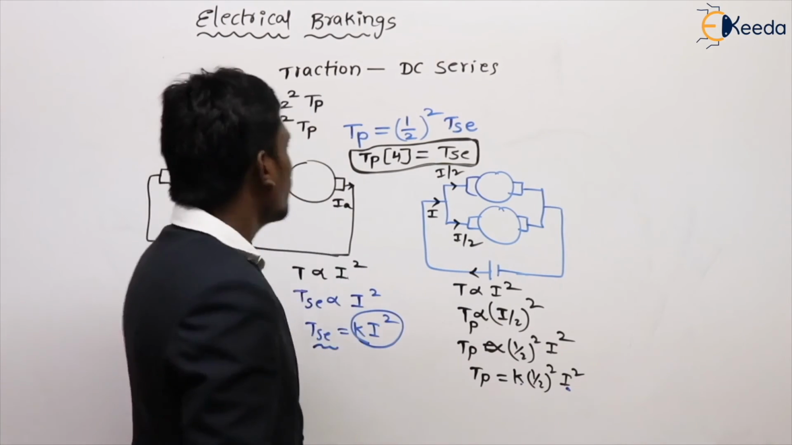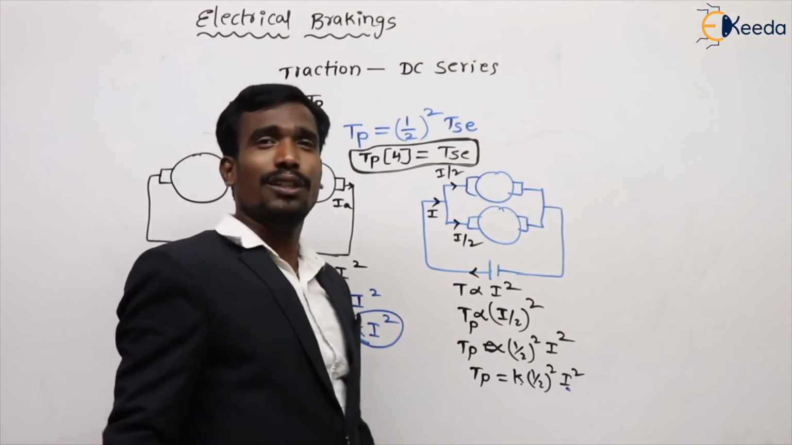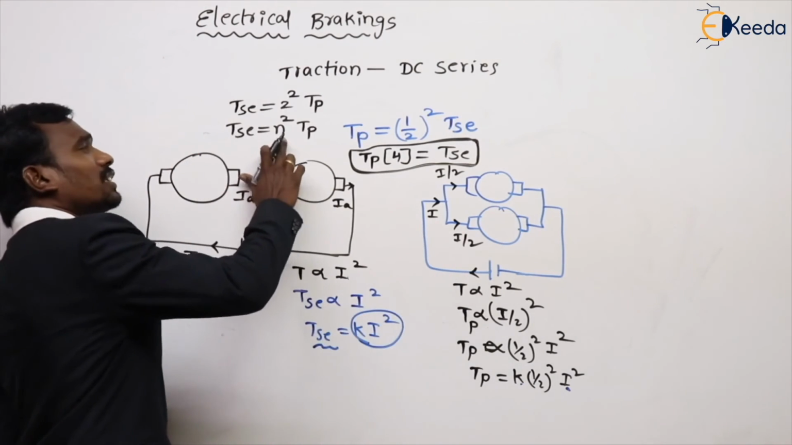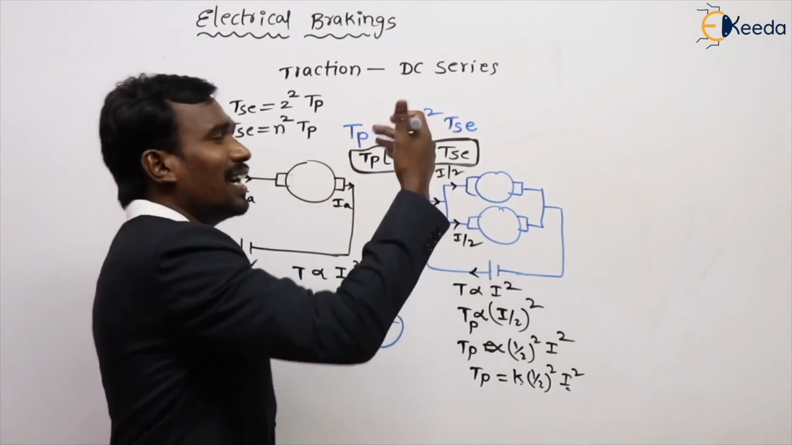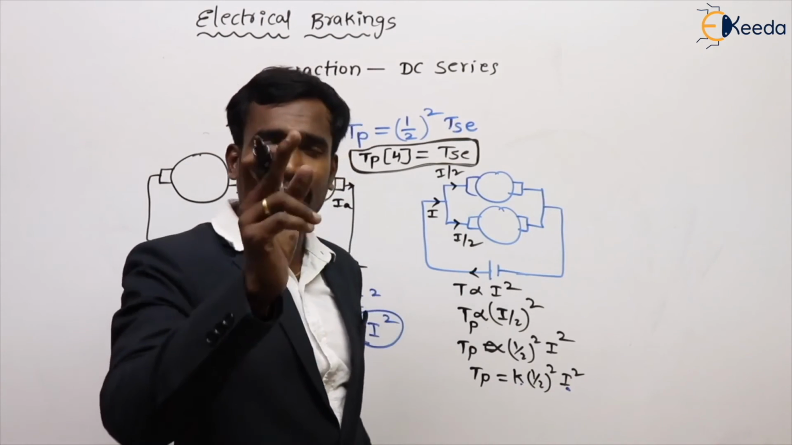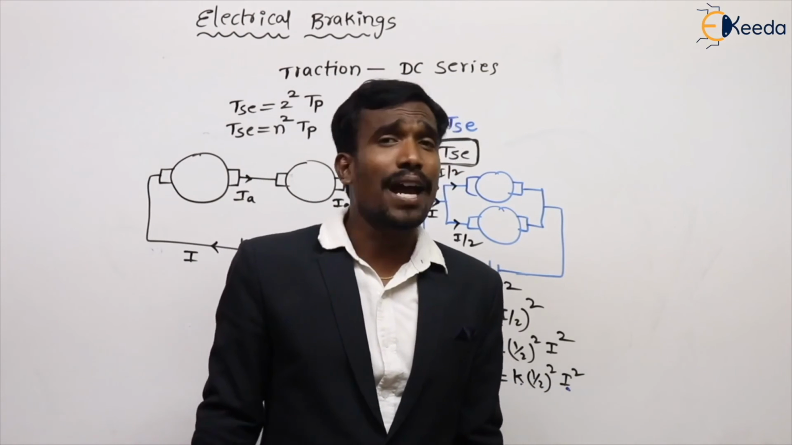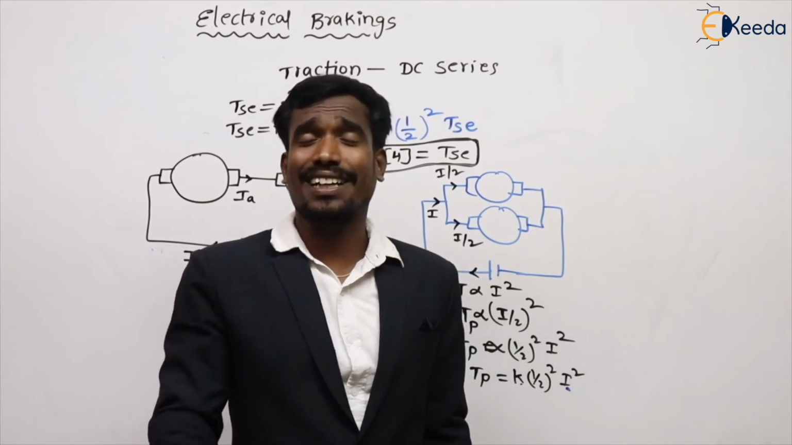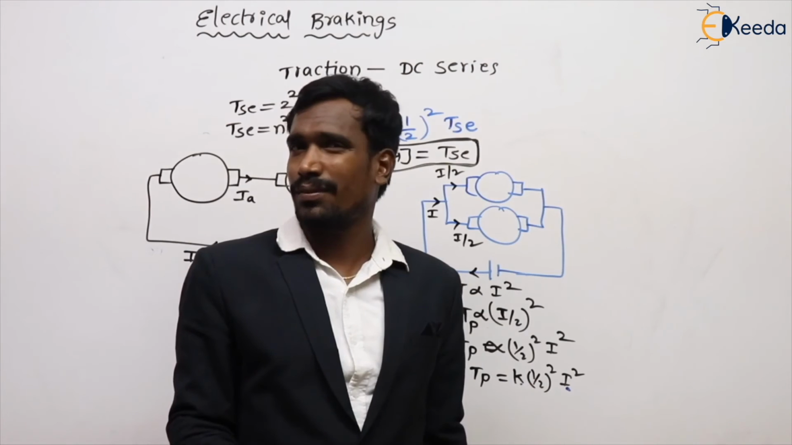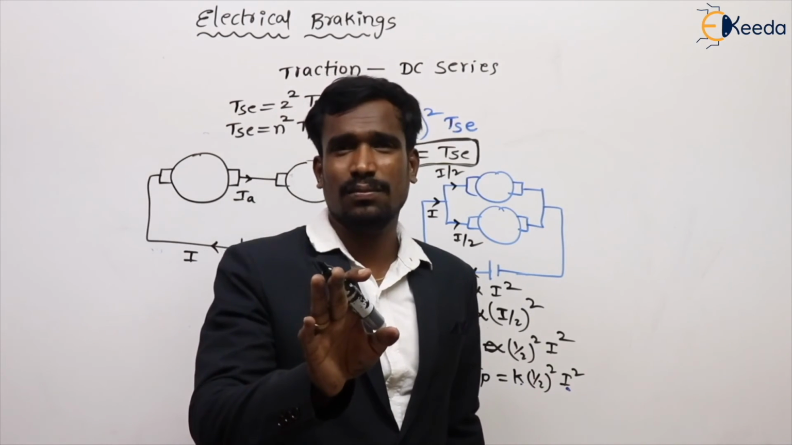Sir, are you mad? In series connection, the torque is maximum, sir. If you are using 10 motors, the torque in series connection is equal to 100 times the torque in parallel connection. Then I must use only the series connection. So in traction, we have to use DC series motors connected in series. Have you concluded that? Just wait for 2 minutes.